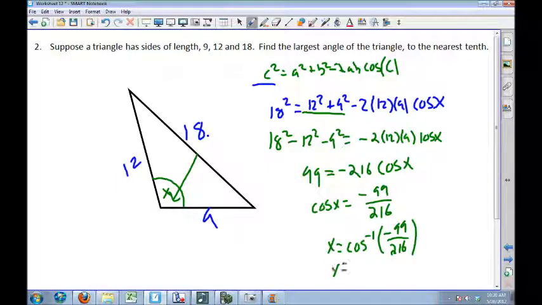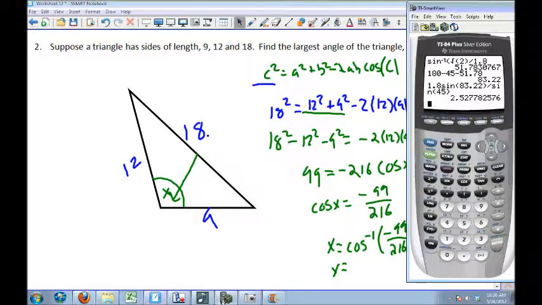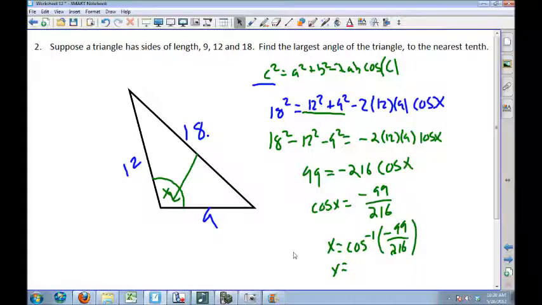Which means that x equals, going over to my calculator, second cosine of negative 99 divided by 216, 117.279, or 117.28 is what I'll round it to. Degrees. Again, make sure your calculator was in degrees, or you checked it on the last example.